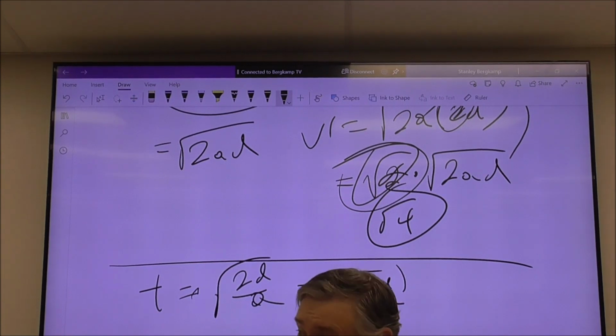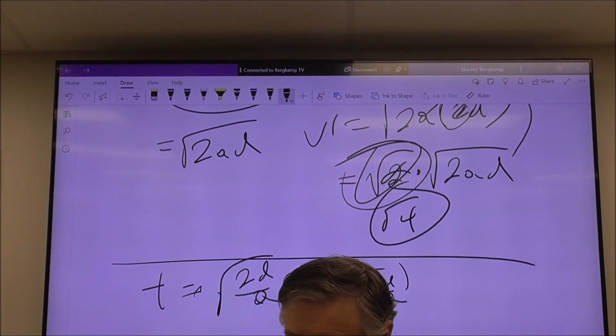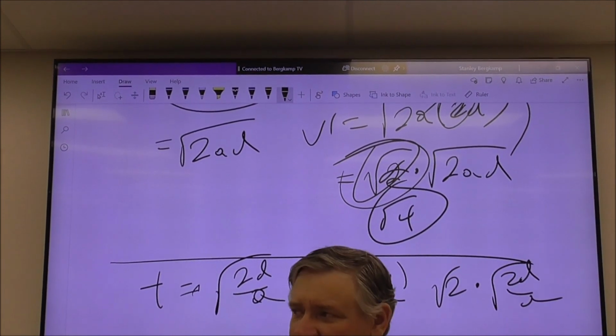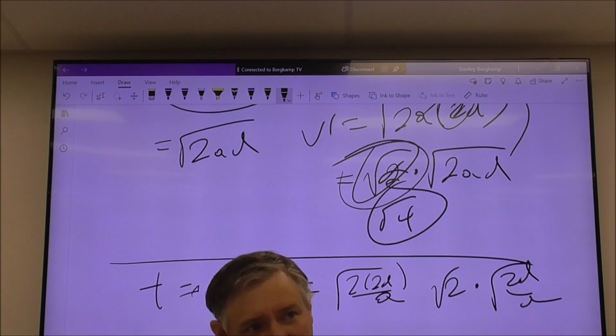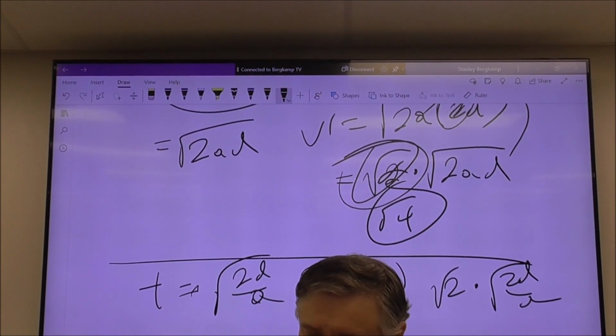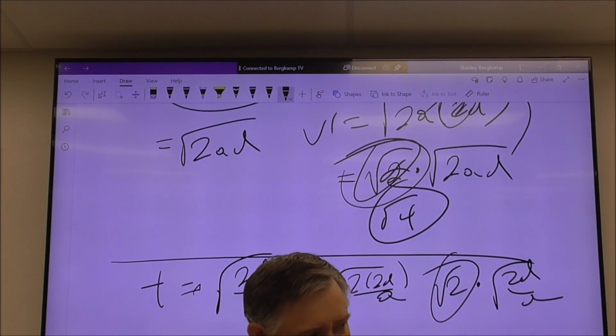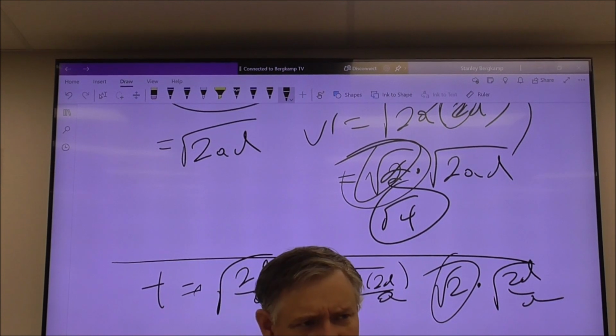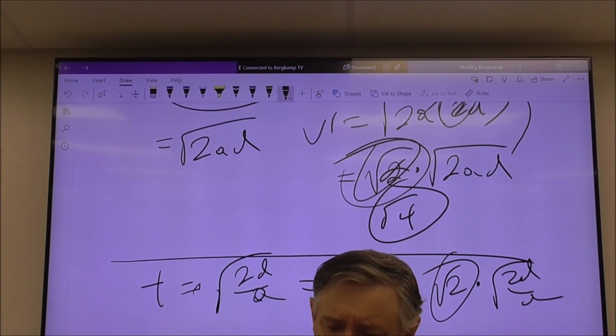Perfect answer. Brilliant. Because if I pull that out, I can write that as the square root of 2 times 2D over A. So if I double it, my time is also going to increase by the square root of 2 because it's underneath the radical. So that's the beauty of looking at all these in terms of variables. It's underneath the radical. I double it. There you go.